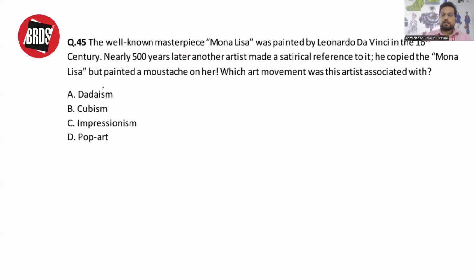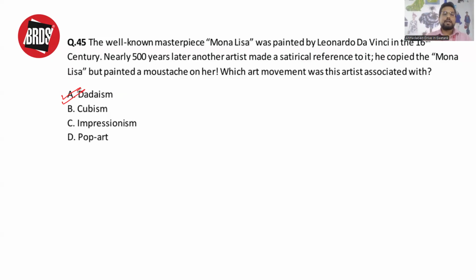This is a question based on current affairs, not just current affairs but also basic awareness. But you could have given the answer as Dadaism also by knowing the difference between the art forms over here, like what exactly is the Cubism art form, what exactly is Impressionism, what exactly is pop art. So through that also we could have marked the answer as option A.